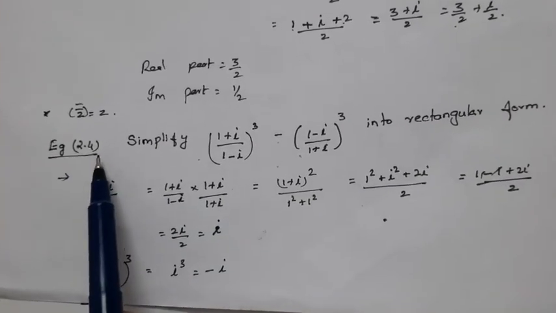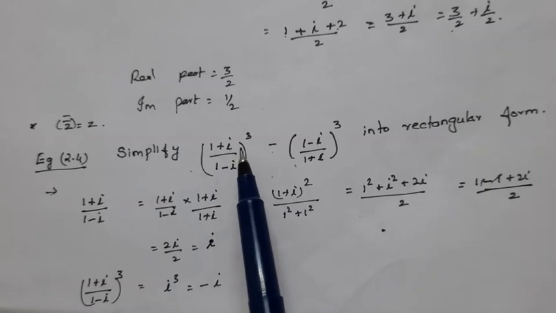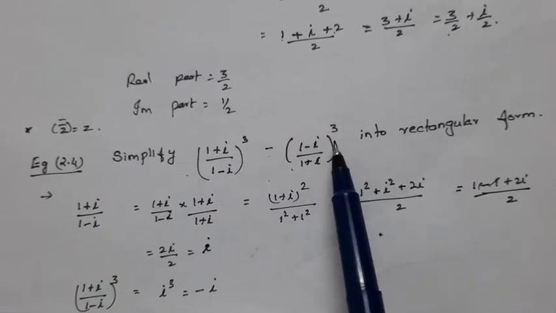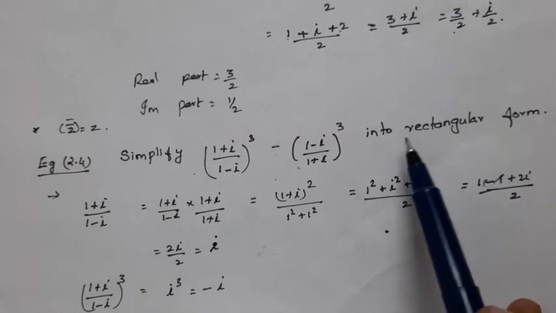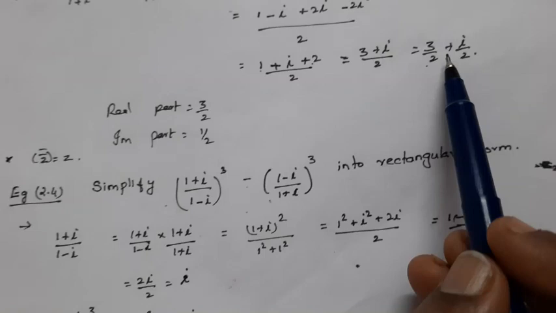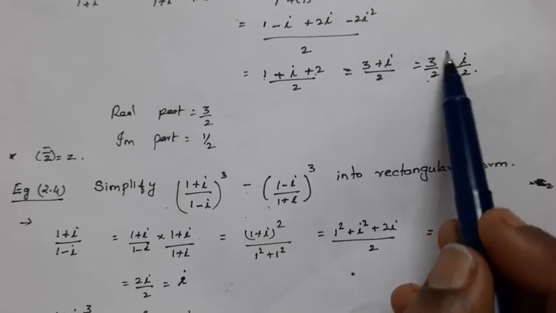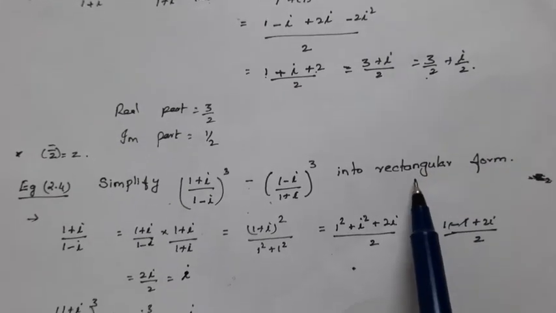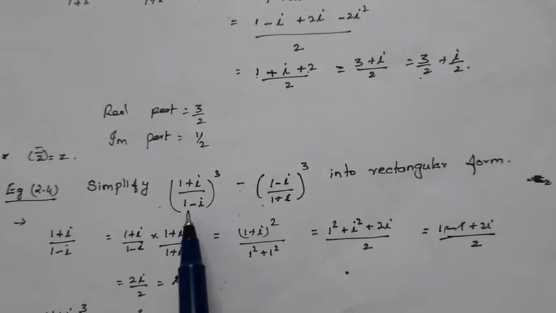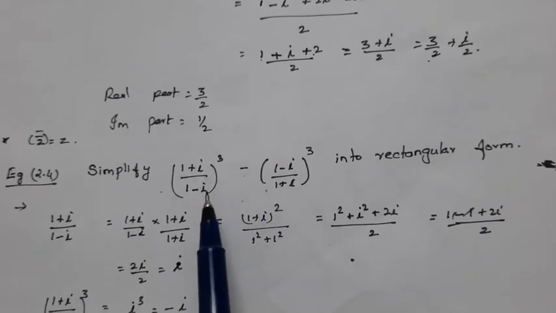Now example 2.4. Simplify ((1 + i)/(1 − i))³ minus ((1 − i)/(1 + i))³ into rectangular form. What do you mean by rectangular form? Writing a number in this way, that is real part plus i into imaginary part, writing a complex number in this way is called rectangular form. This is called either standard form or rectangular form. So the given expression is not in a standard form.